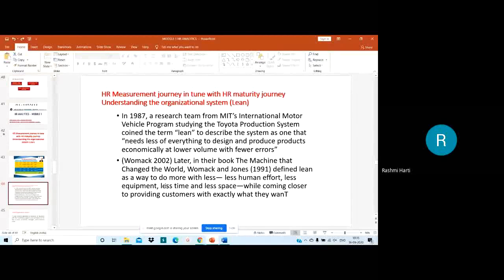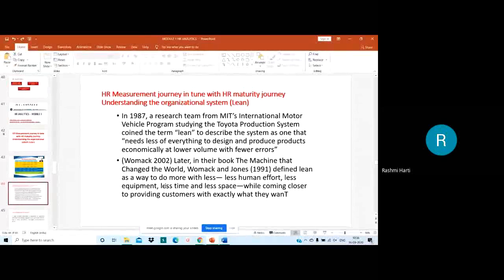Understand, my dear students, the Toyota production system introduced the term lean. Now what is that particular lean? It describes the system that needs less of everything to design and produce products. That means cost is very less, economically at a lower volume with fewer errors. Errors also are less. Later, in their book The Machine That Changed the World, Womack and Jones in 1991 defined lean as a way to do more with less. Understand? The way to do more with less.